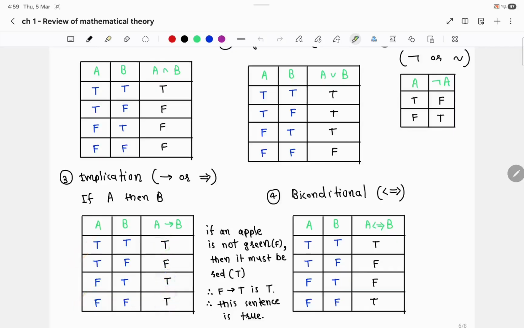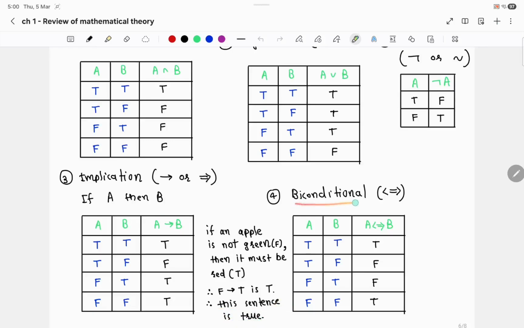Let's see one example. If an apple is not green, which is a false statement, then it must be red, which is a true statement. What can we say from this? Is the whole sentence true or not? If we think, then we can say that it is a true statement. Why? Because if the apple is not green, then it must be red. So, from the truth table of implication, we can say that if the first statement is false and the other statement is true, the answer will be true. So, this statement is true.